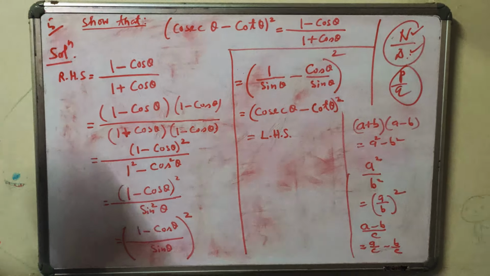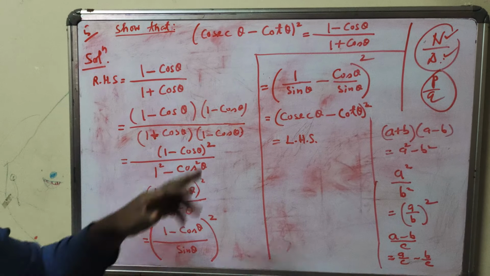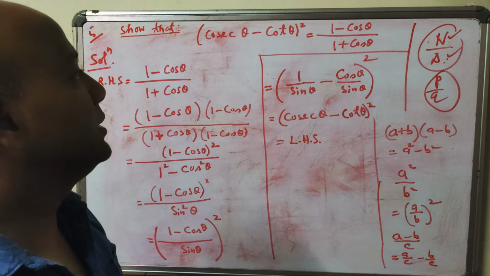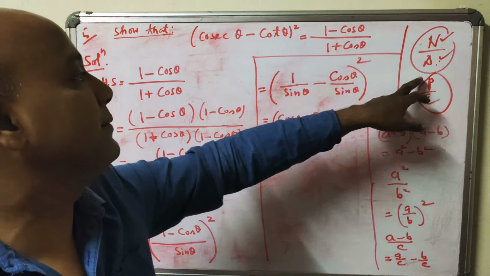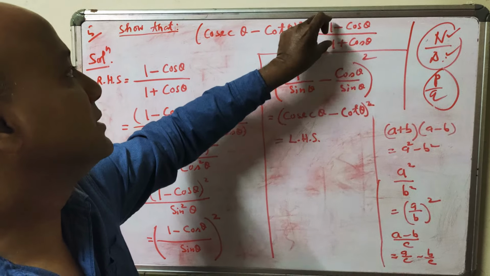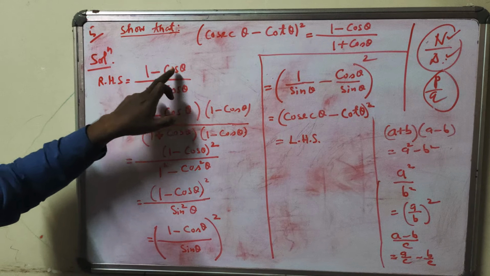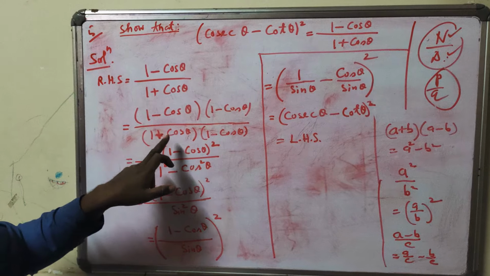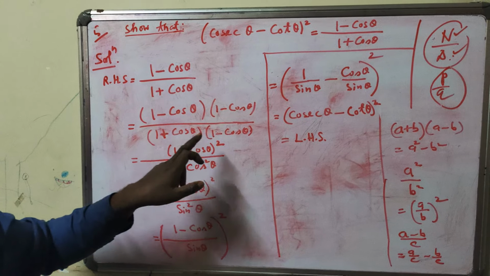Now again I am going to show you the maths in detail. First you have to choose which part, right or left. I always suggest my students to choose the one which is in the p by q form. So this is in the p by q form. Take the right side first: 1 minus cos theta over 1 plus cos theta. In the denominator you have to change. If it is plus, you multiply it by minus. If it is minus, you multiply it by plus.